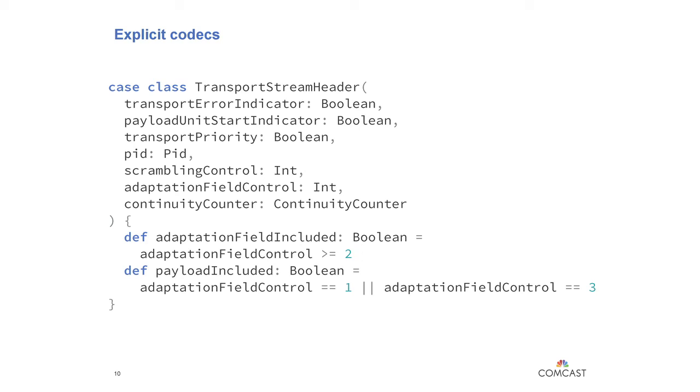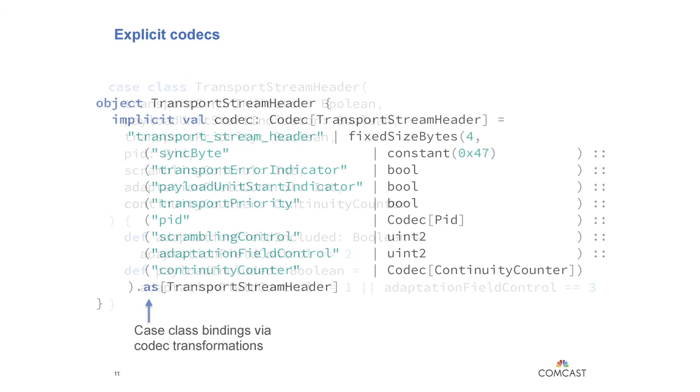So here's another very common data type that appears in the MPEG world. It's a transport stream header from an MPEG-2 transport stream. The values here aren't particularly important. It's just a set of booleans and a few integer fields. Some of the integer fields are wrapped in case classes. And this is what a more typical codec definition would look like. Maybe not quite production quality, but at least pretty close.